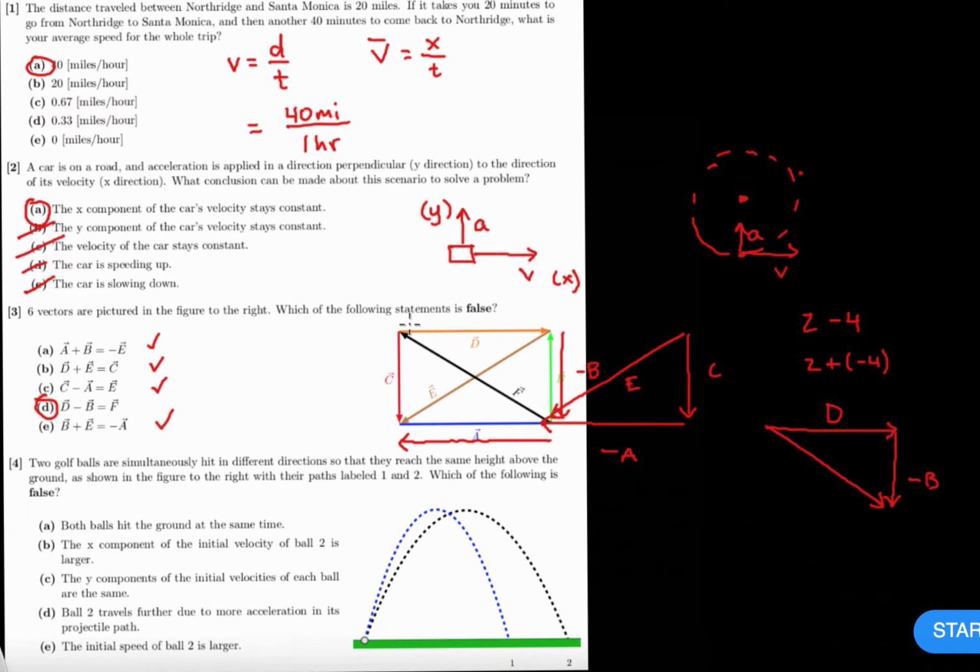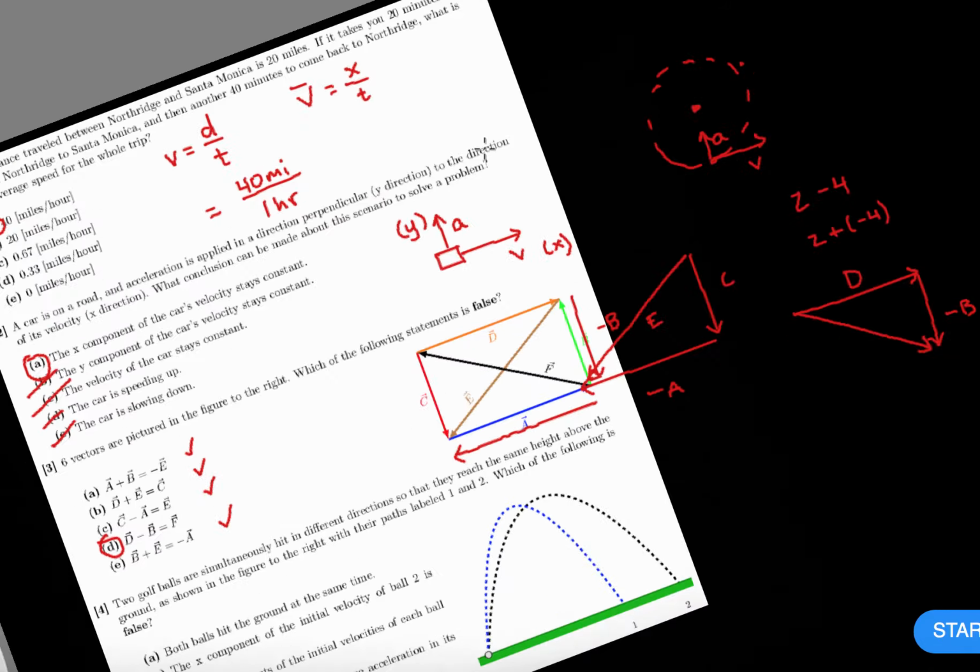Okay, and then number 4. 2 golf balls are simultaneously hit in different directions so that they reach the same height above the ground, as shown in the figure to the right, with their paths labeled 1 and 2. Which of the following is false? Both balls hit the ground at the same time. Yeah, that's true.